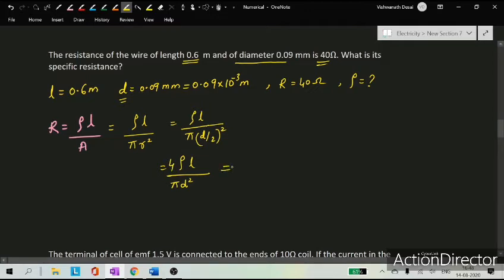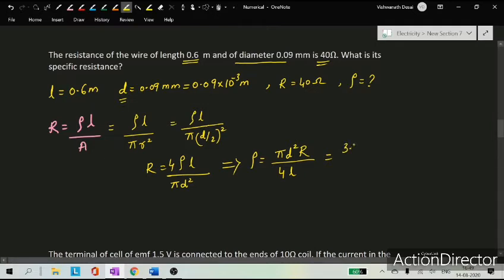Now substitute all the values. So 4 into the resistivity value. The resistivity value you need to calculate, right? So R value is given. So solve for rho first. Solve for rho, resistivity, specific resistance. Rho is equal to pi d square R divided by 4L.